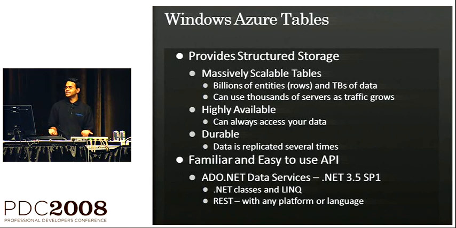The massively scalable tables can grow seamlessly to billions of entities and terabytes of data. They can use thousands of servers as the traffic grows. So if you have any hot structured entity, you can be guaranteed that it will go to a server where it is highly available. It is also durable, so data is replicated several times, so you don't have to worry about a disk crashing and losing your only copy of the data.